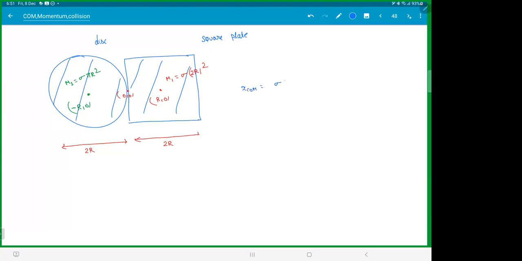The x center of mass will be sigma 4R square into R minus sigma pi R square into R, by sigma 4R square plus pi R square. Sigma goes off. You end up with (4 minus pi) by (4 plus pi), into R. Answer is good. It looks neat. Check. Easy. So just get the mass, just get the center of mass and finish off with the regular formula: M1 x1 plus M2 x2 by M1 plus M2.